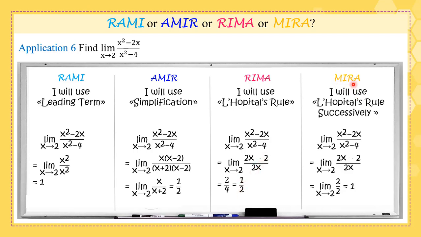Now the question is, what is the mistake in Mira's method, although we can use L'Hopital's rule? Mira used L'Hopital's rule successively, and in fact, in the first step, we can use L'Hopital's rule because the limit leads to 0 over 0. But in the second step, we cannot use L'Hopital's rule because the limit doesn't lead to 0 over 0 or infinity over infinity, and it leads to 2 over 4, and 2 over 4 is a constant and its limit is itself. So we can say that Amir's method and Rima's method are both correct, whereas Rami's method and Mira's methods are not correct.